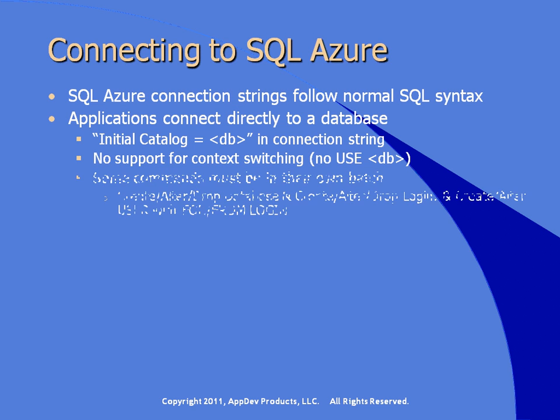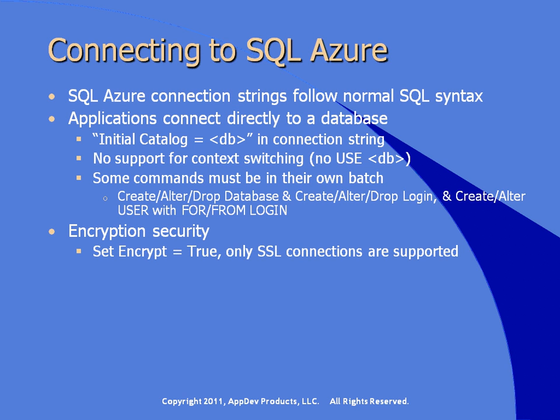Some commands also must be in their own batch. For example, CREATE/ALTER DATABASE and CREATE/ALTER/DROP LOGIN, as well as CREATE/ALTER USER with the FOR or FROM LOGIN option. These must be included in the same batch. From an encryption security perspective, and we saw this in the demo connection strings in the Windows Azure portal, we must set Encrypt equal true. Only SSL connections are supported. And we must include the TrustServerCertificate equals false option, and you also saw that in the connection string. This is there to prevent man-in-the-middle type attacks.